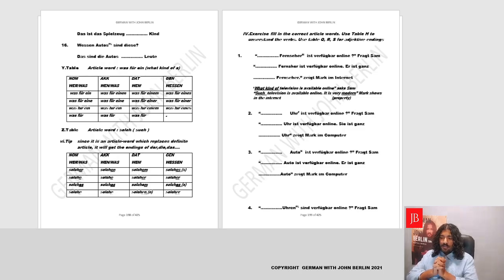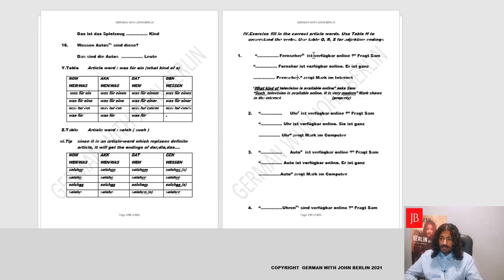What kind of a television is available online? Asks Sam. Dash Fernseher ist verfügbar online. Then the other person answers, such a television is available online. It is a very modern television. Fantastic. Now how will you say it? Dash Fernseher ist verfügbar online. What kind of a television?